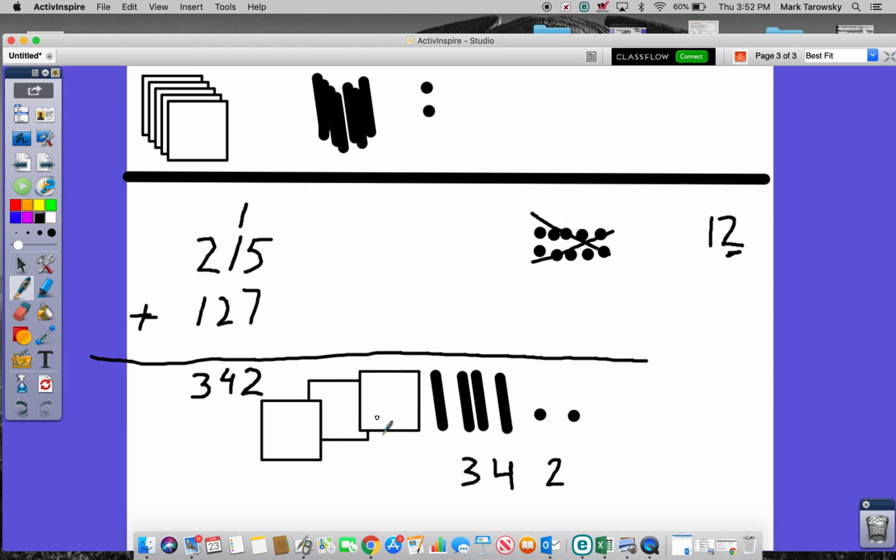And also, they're going to ask you to write the equation, which really what they're looking for in this case with that 342, it's going to be 300 plus 40 plus 2, just like that.